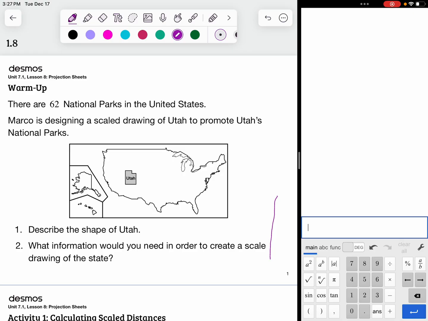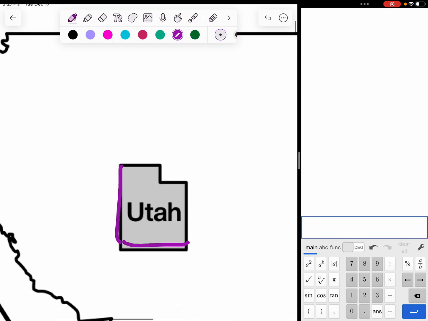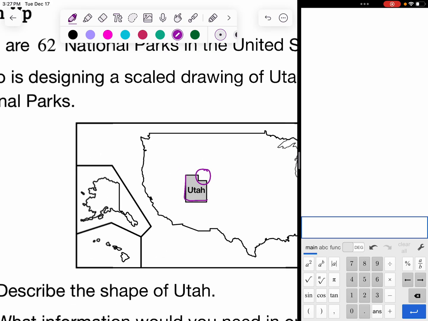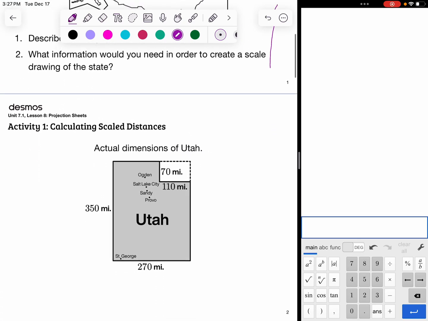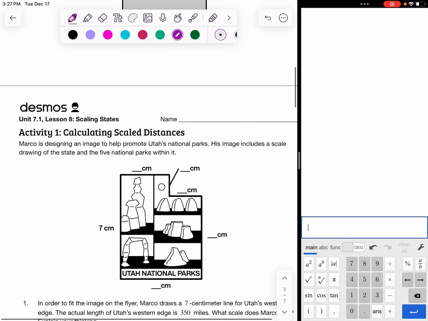Number 2, what information would you need in order to create a scaled drawing of the state? Well, we need all of the measurements for Utah. We need to know the length and the width, and we also need to know the measurements for that chunk that is missing. All right, moving on to activity 1. These are the actual dimensions of Utah. So if you take a look, we have 350 miles, 270 miles, 70 miles, and 110. All right, let's keep moving.